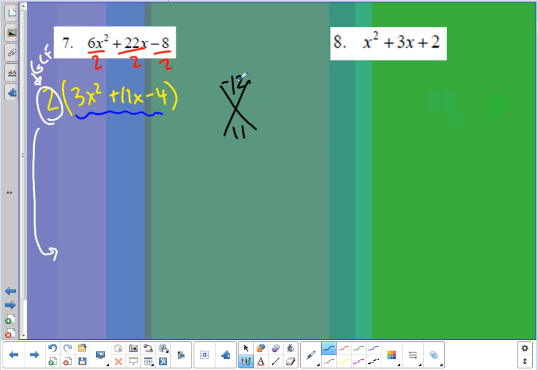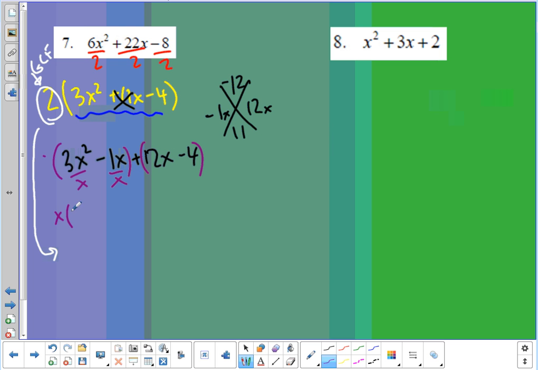So if I want a negative 12 product and a positive 11 sum, that means I need negative 1 and positive 12. Negative 1 times 12 is negative 12. Negative 1 plus 12 is 11. So that's what I'm going to split my middle terms into. So put x's with those. I have 3x squared, that stays the same, minus 1x plus 12x minus 4. And now I group. Group and group. Divide by x.